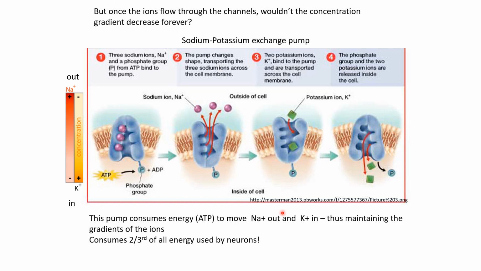There are many other pumps that are present that move different ions across their concentration gradient. So there is a pump for calcium ions, there is a sodium calcium exchange pump, and so on. So all these pumps work together to maintain the gradients. So far we have seen the basic molecules that make the generation of electrical activity possible in neurons.